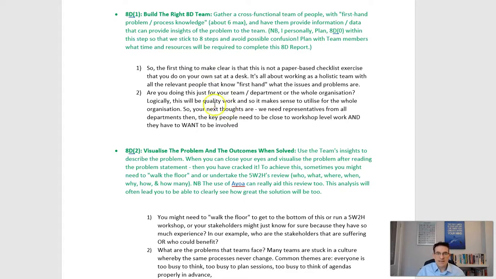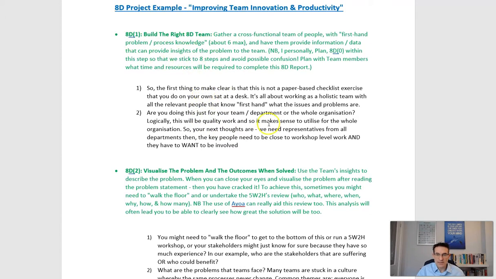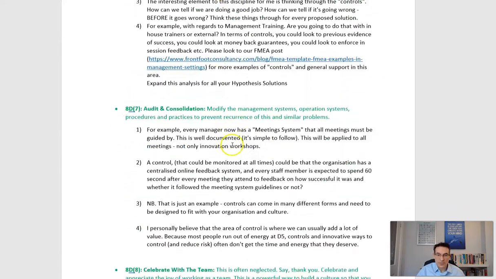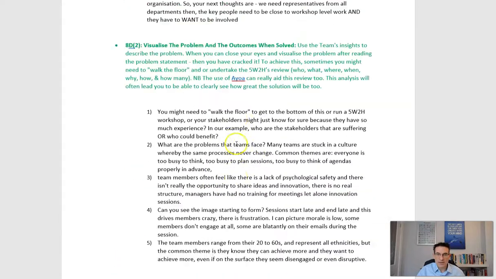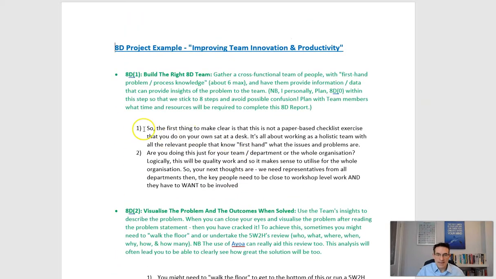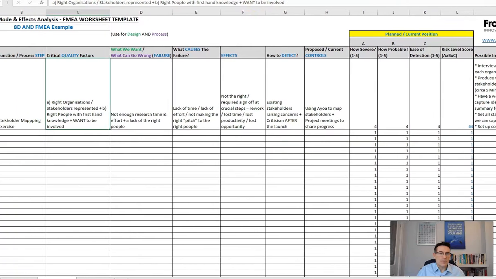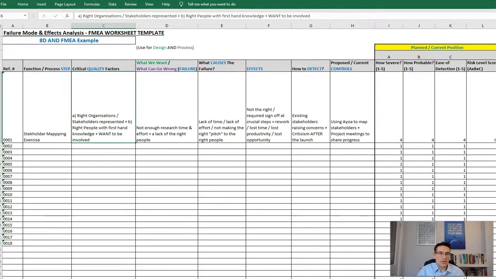So if we take an example of building the right team in the 8D project, you've got the context of the whole 8 disciplines that you've worked through, which gives you the context of what you're doing and why you're doing it and how you're doing it. And then one of the actions from 8D is to build the right team. So you're taking this descriptive approach, and then you're going to work with it in almost more of a logical review.